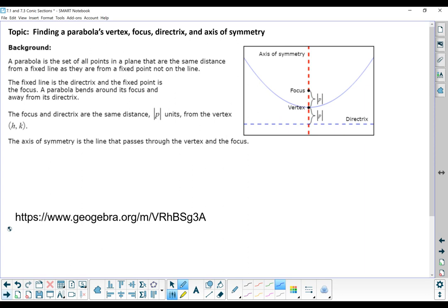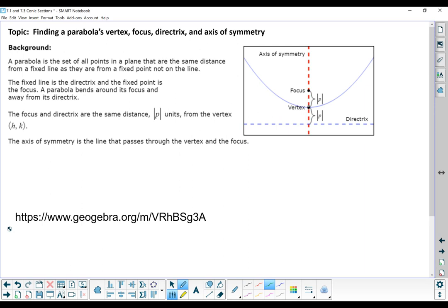So one of the definitions of a parabola that is related to the definition of a circle and the definition of an ellipse is that a parabola is the set of all points in a plane that are the same distance from a fixed line as they are from a fixed point not on the line. So the line is called the directrix and the fixed point is called the focus.